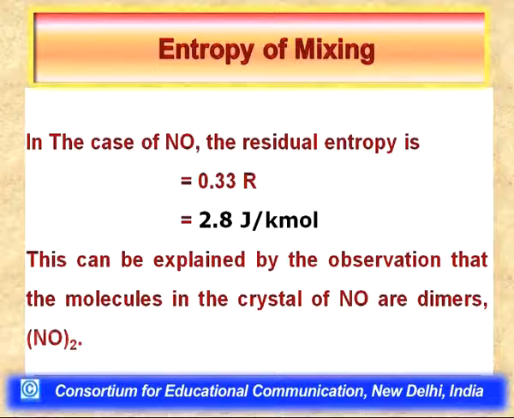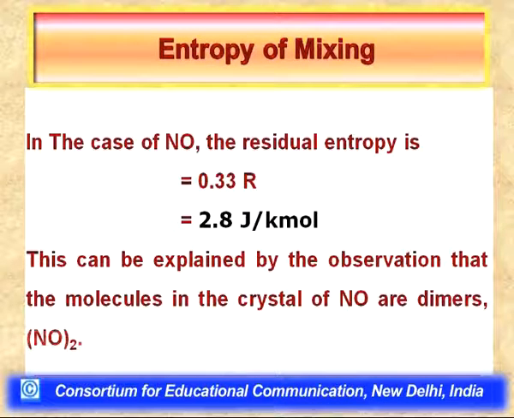It has been observed that crystals of nitrogen oxide are dimers in nature. If nitrogen oxide NO crystallizes as a dimer, not as individual nitric oxide molecules, then if there are n molecules of NO, there will be n by 2 molecules of the dimer. In that situation, if the orientations of different kinds of NO are considered, the number would get halved. So 0.693 divided by 2 almost leads to 0.33 R.